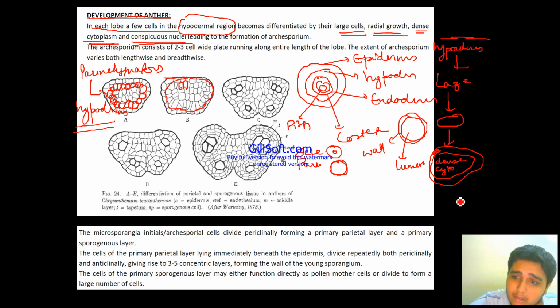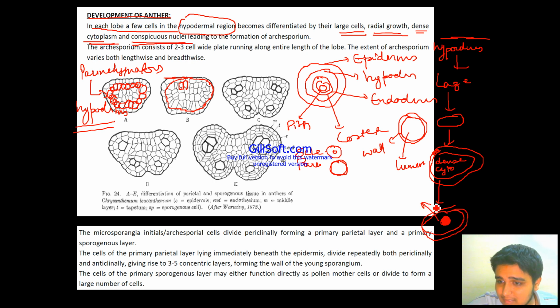Criteria mixed. And after that, we need a conspicuous nucleus. What do you mean by a conspicuous nucleus? The nucleus is supposed to be large, and it should be very well defined. It should be conspicuous. So such cells, right?